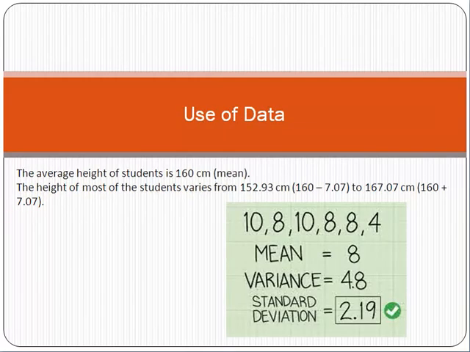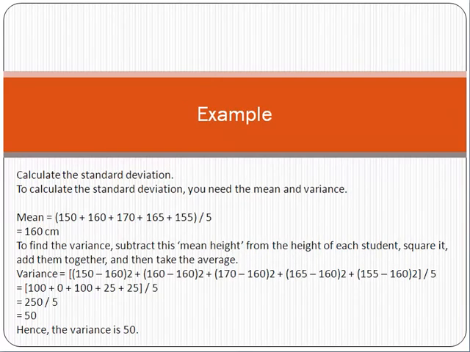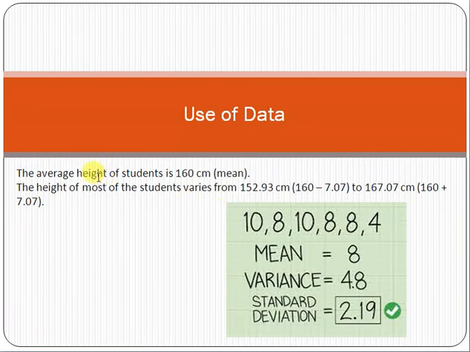So friend, what information did we get? We got the information that the average height of a student is 160 centimeter. How did we calculate this? We added all the values of the students' heights, and after dividing by 5 we got 160 centimeter. So the average height, or mean, is 160 centimeter, and the height of most of the students varies from 152.93 to 167. Okay, how have we calculated this?